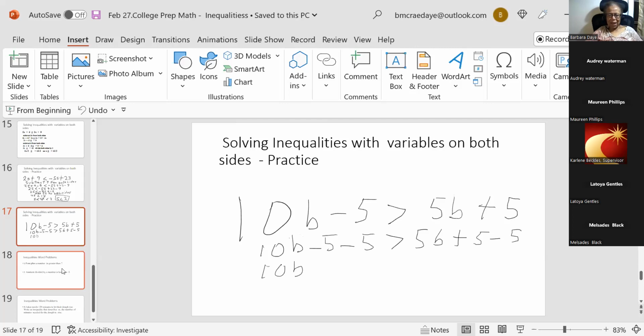And what's a minus 5 and a minus 5, Maureen? Minus 10. Okay? Add the negatives, minus 10. So this is greater than 5b, because plus 5 and minus 5 give you 0.